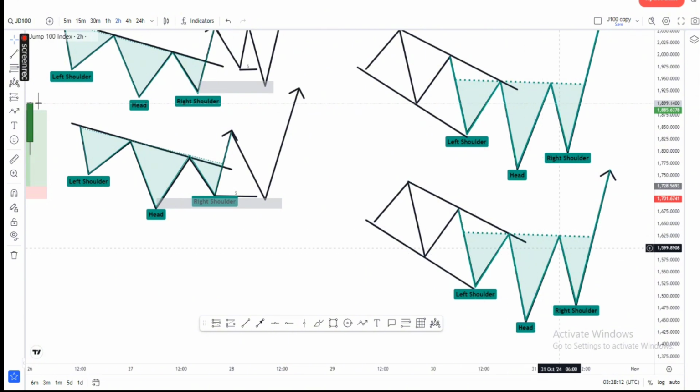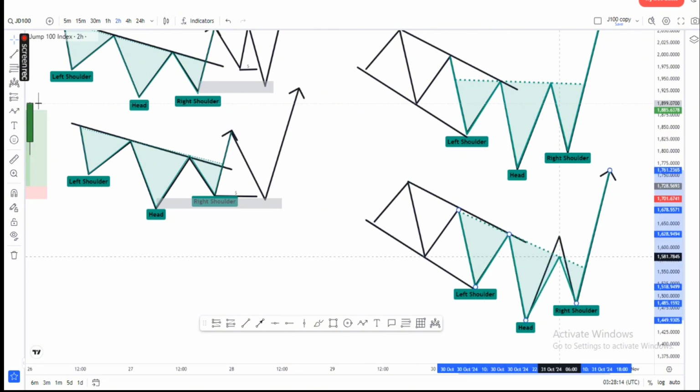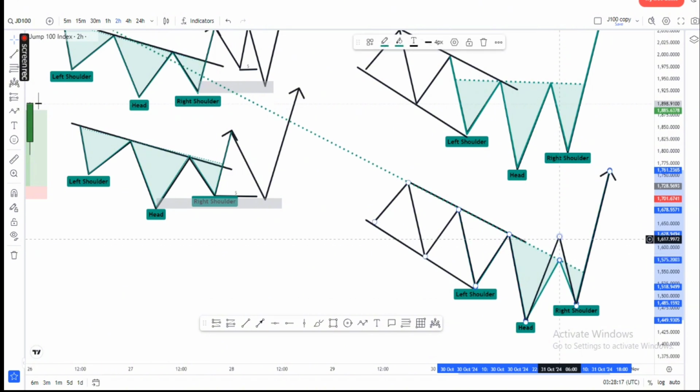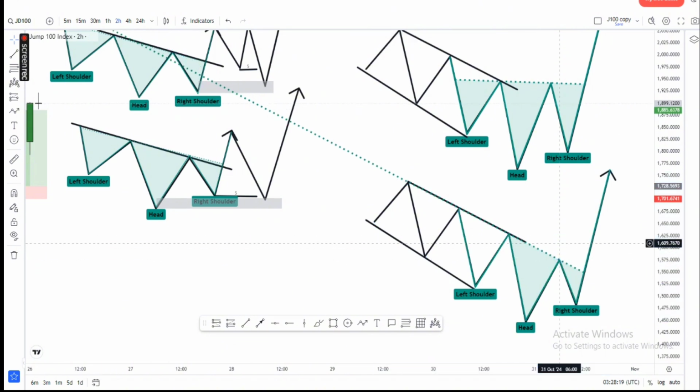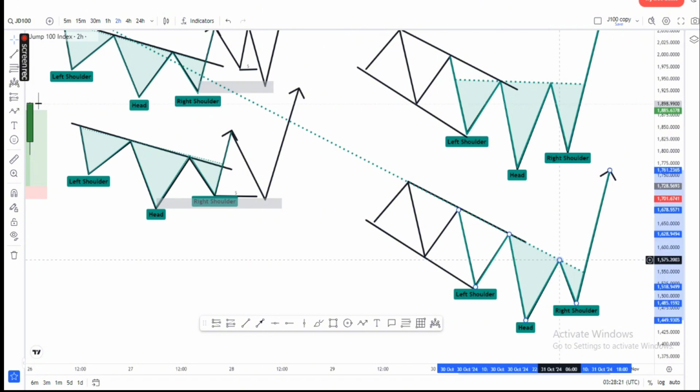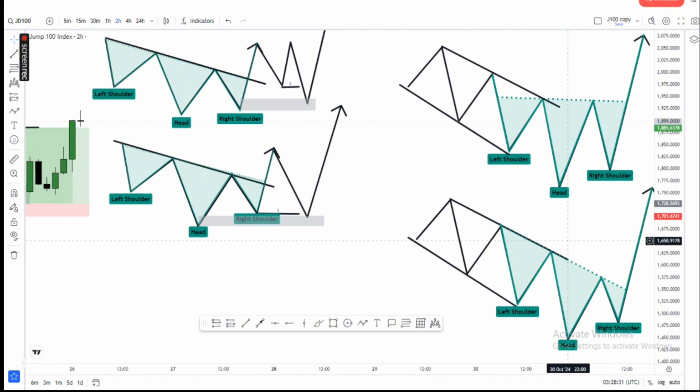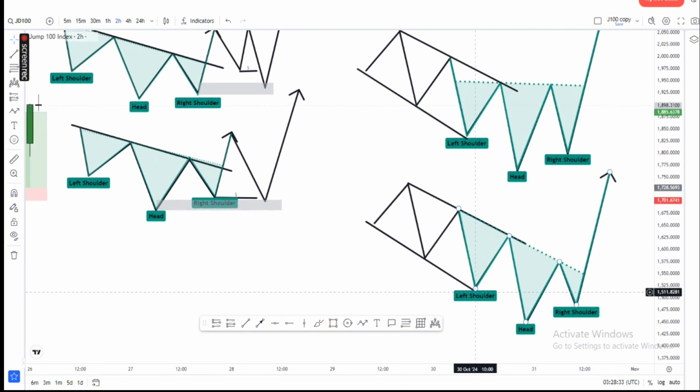So price might not give you as perfect as it was then. Not all the time will you see it as perfect as this. So this is how you might see it on the chart. Right here you've got your left shoulder, your head, and the right shoulder right here, and price broke out.